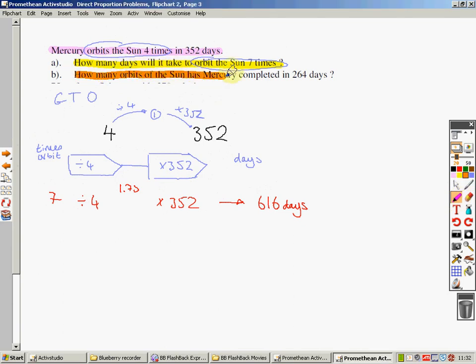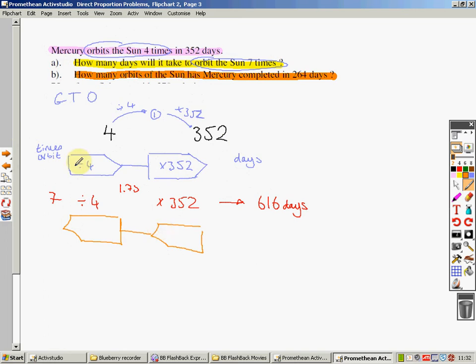How many orbits has Mercury completed in 264 days? Now the difference here is that we've got the answer that comes out of the machine, not what we want to put into the machine. However, it's not that hard to change. If we just focus on this bit of the machine, we can write the reverse of that machine underneath here that will unlock the problem for us.